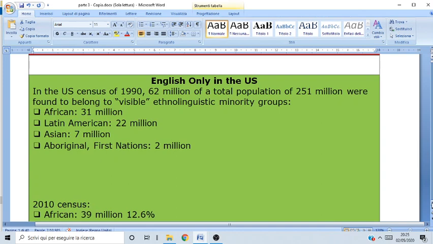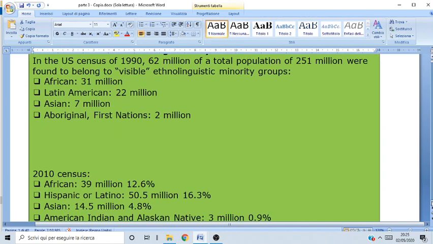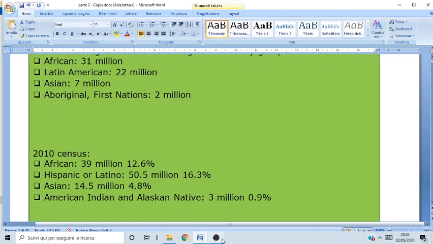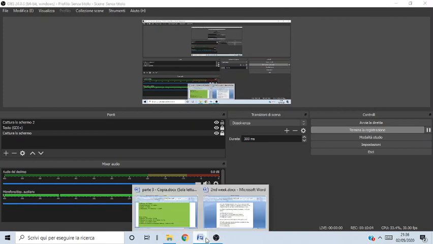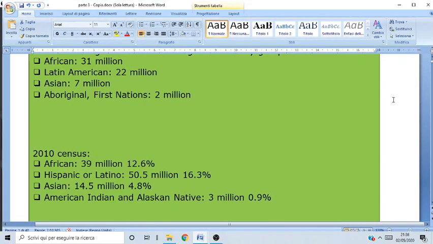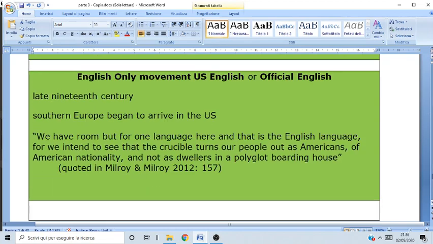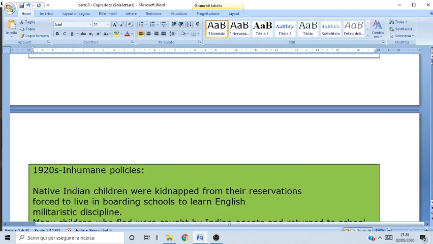And then fewer people, but still a very significant level of Asian people, 7 million. And then a final 2 million that included Aboriginal and other minorities. That's 1990. Now, let's go to the 2010s. So let's look at what happened about 20 years later.